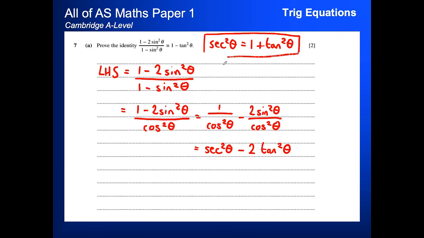Again, one to know really off by heart. It really does help you later on in the A-level course in general. And I'm going to substitute that in. And this is not the only way of solving this, but it seems a very convenient way because we can collect up like terms here. So 1 plus tan squared theta minus 2 tan squared theta is just 1 minus tan squared theta, which is exactly what we wanted. So that is the right-hand side. And we have our answer like so.